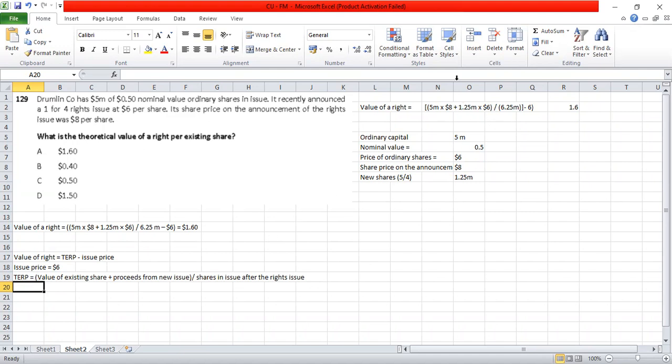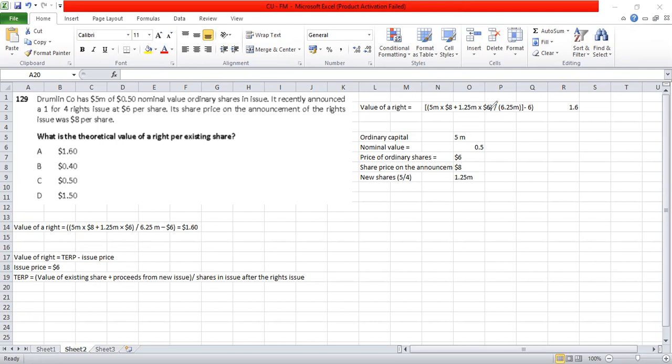The value of existing shares is calculated as 5 million into 8, plus the new shares are 1.25 million. We calculated that because for every 4 shares there is one share given. So 1.25 million, that is 5 million divided by 4. So additional 1.25 million shares were issued, but these are issued at $6.